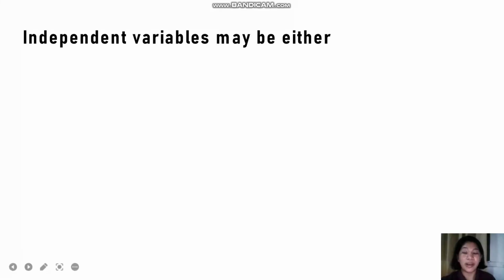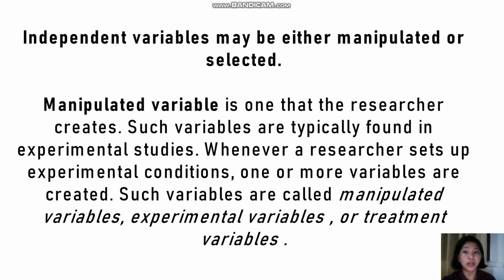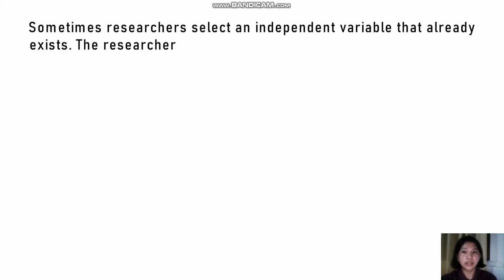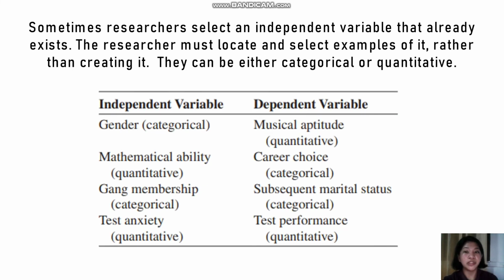Well, a variable in science can be anything. More specifically, in an experiment, a variable can cause something to change, be the result of something that changed, or be controlled so it has no effect on anything. Variables that cause something to change are what we call independent or manipulated variables. Sometimes researchers select an independent variable that already exists. The researcher must locate and select examples of it, rather than creating it. They can be either categorical or quantitative. So here are a few examples of some possible relationships between a selected independent variable and a dependent variable.